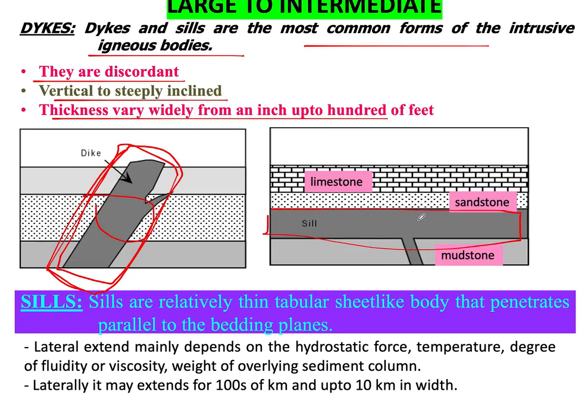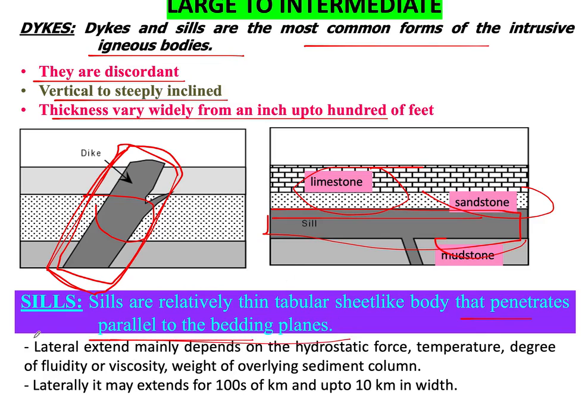They are not cross cutting anything, right? So this is a limestone bedding, and there is a sandstone bedding, and there is a mudstone bedding, and in between them there is a sill. Sills are relatively thin tabular sheet-like structures that penetrate parallel to the bedding plane. Parallel. That's why they are not discordant.